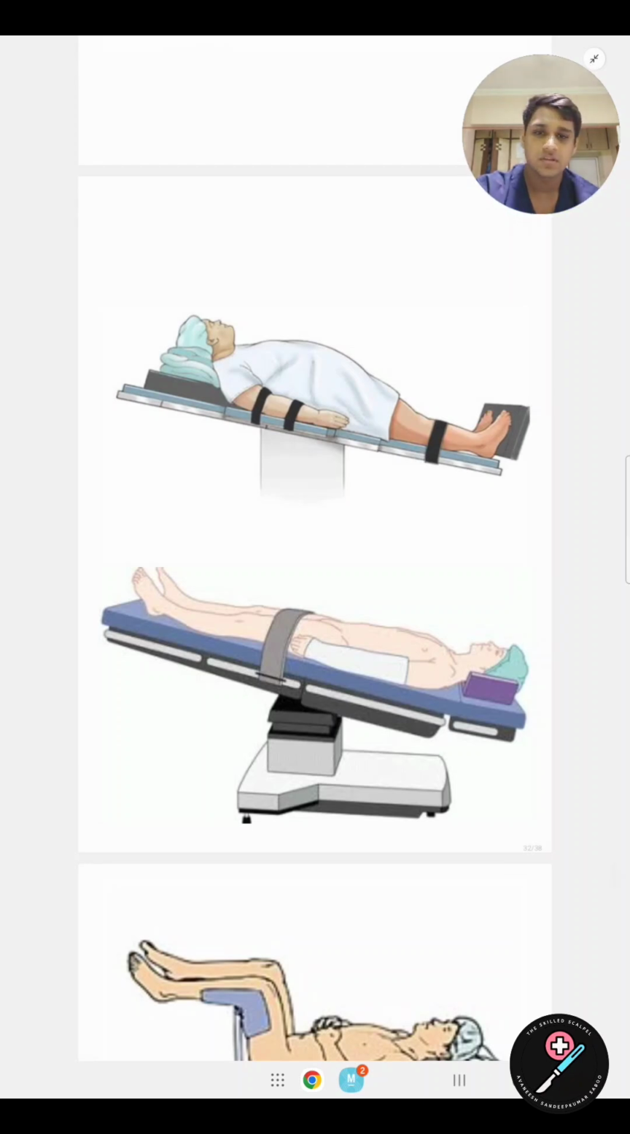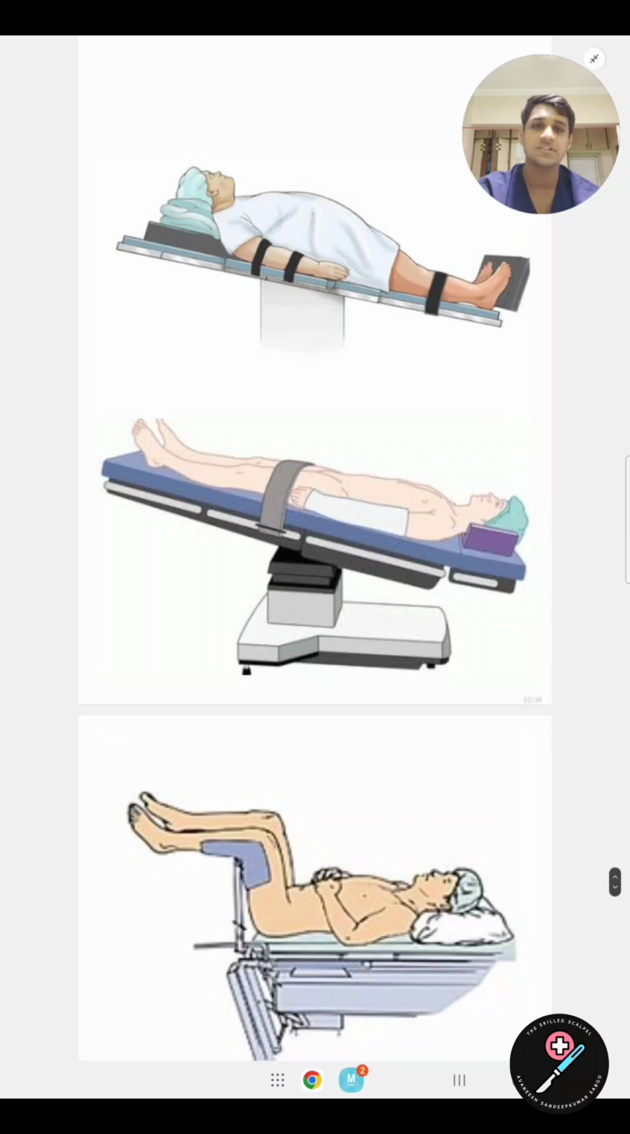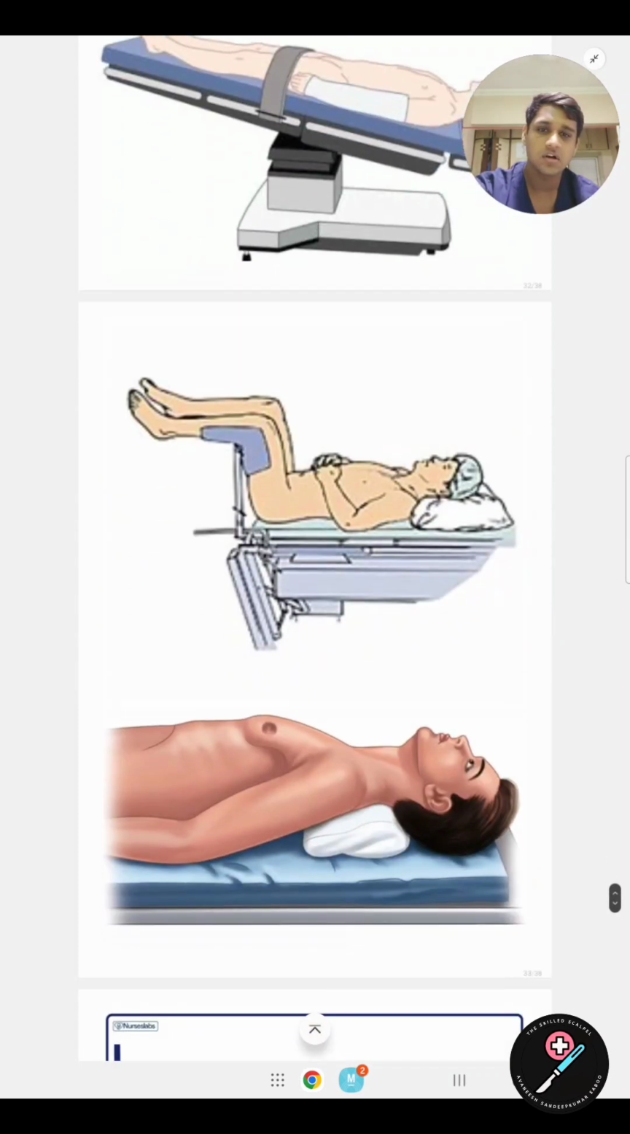of the body. This position, which you can see at the bottom of the page, is the Trendelenburg position. In the Trendelenburg position, the head end is low and the foot end is up. It is used for pelvic surgeries as the bowel falls towards the head side and we can easily access the pelvis. The position you can see at the top of the page is the lithotomy position.